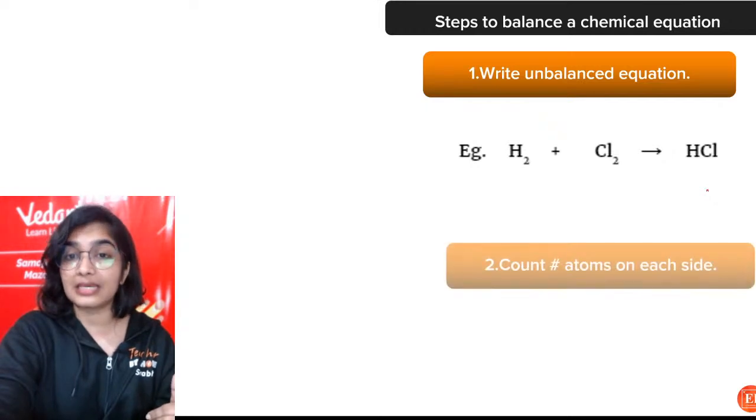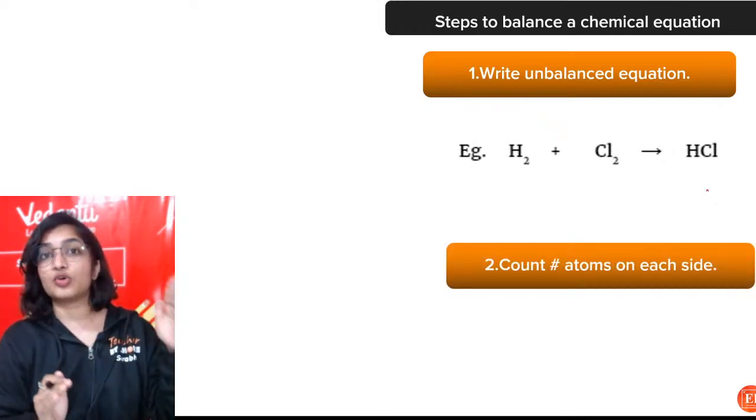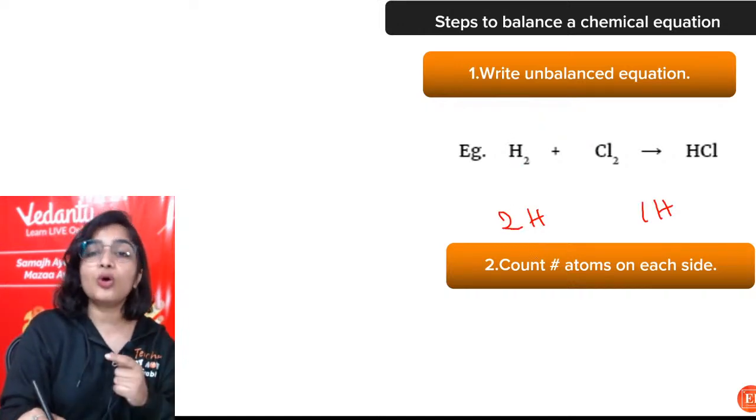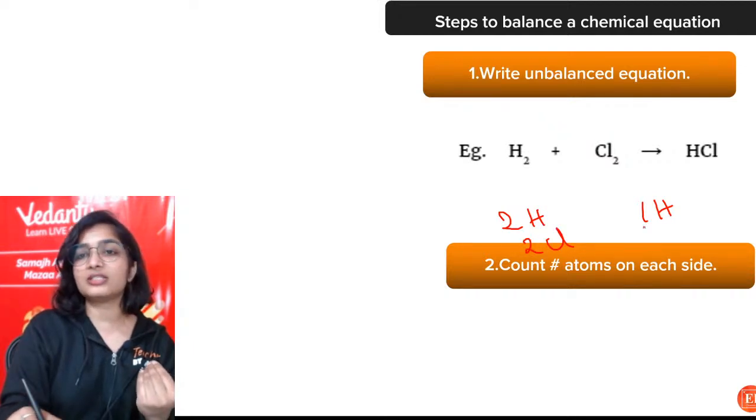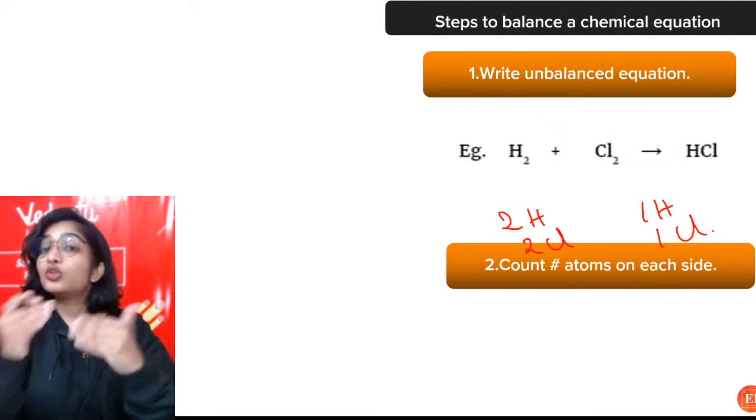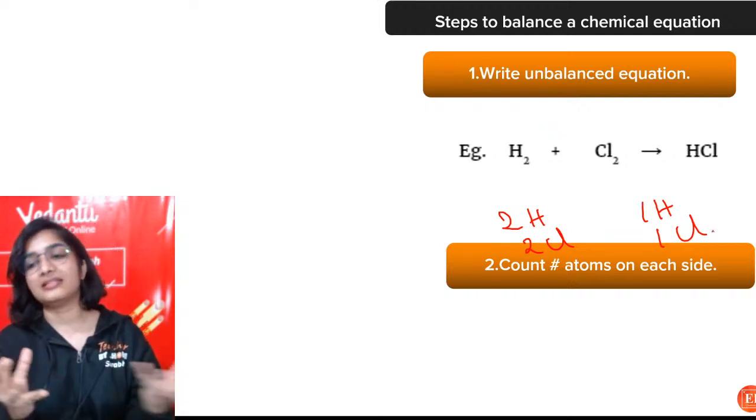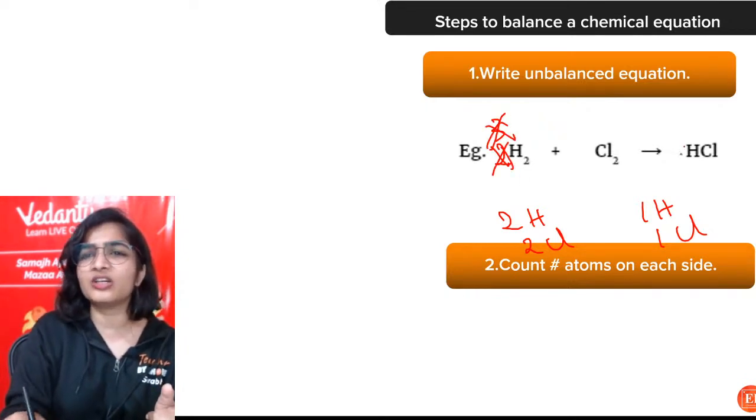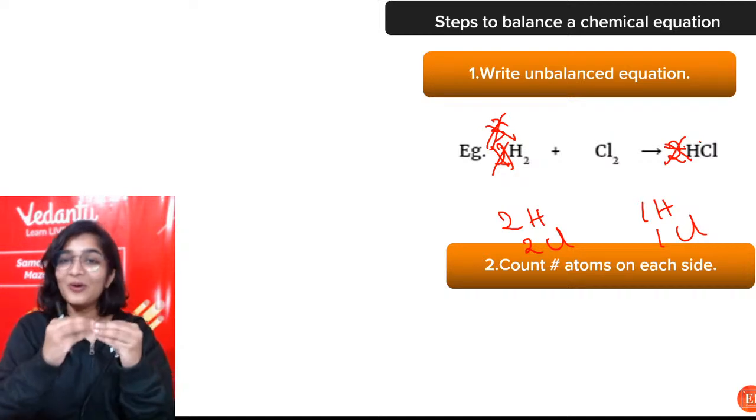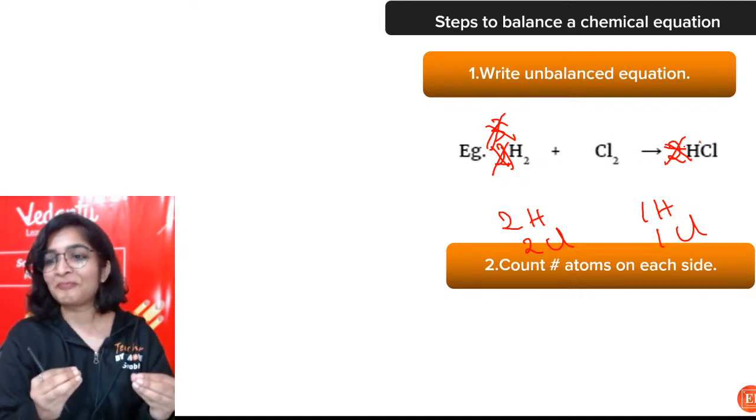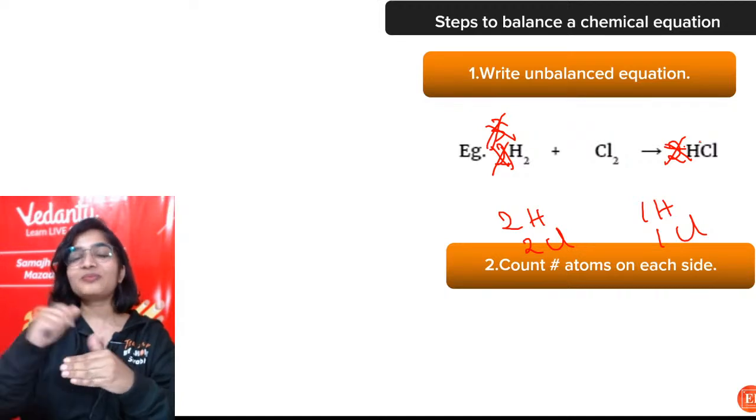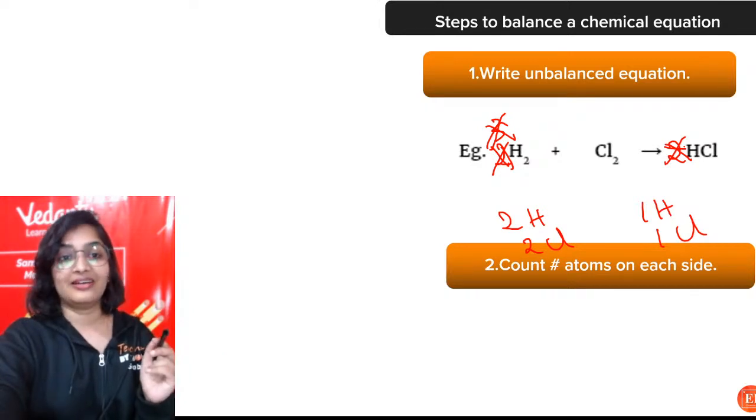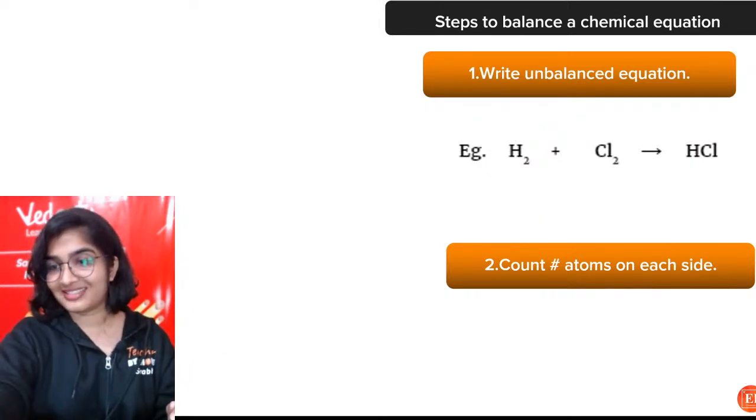The second step is to count the number of atoms on each side. I have 2 hydrogen on the LHS, only 1 on the RHS, and 2 chlorine on the LHS and only 1 on the RHS. Then you need to balance them. I have seen people doing trial and error on the answer sheet: 2, no, 3, no. Please don't do this on your paper. Just write down the number of atoms on each side, balance them there, and then write the coefficients. Okay?